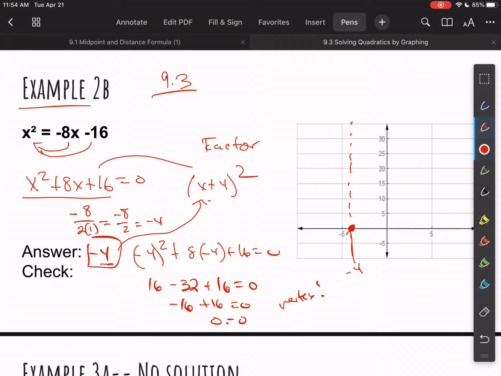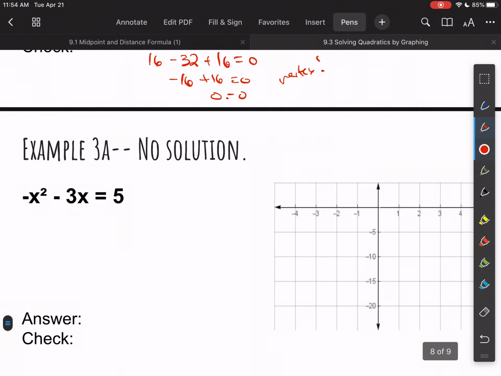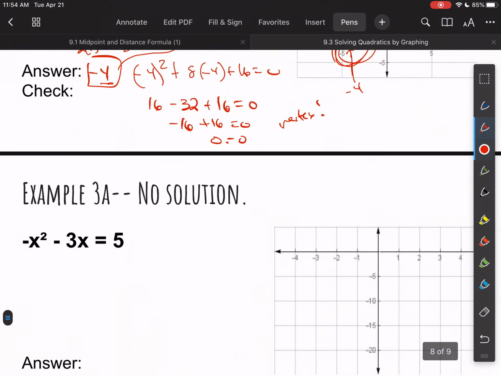This thing has a y-intercept of 16. Okay, it'll be approximately 4 from there on this side. So we have a picture that looks like this. But again, the solution that we're looking for is where it crosses the x-axis, and that happens at negative 4. All right, so that's example 2 where we have a double solution.